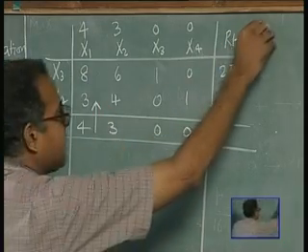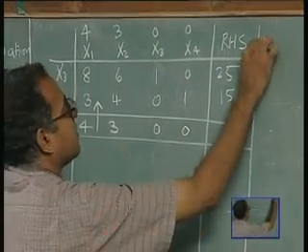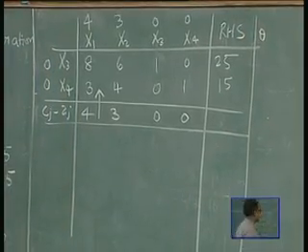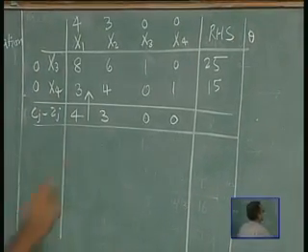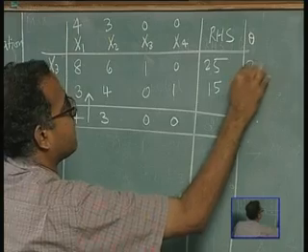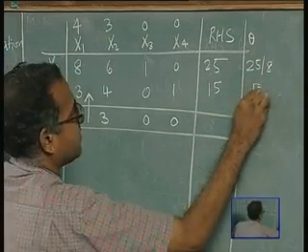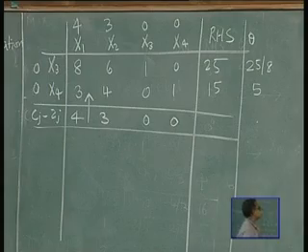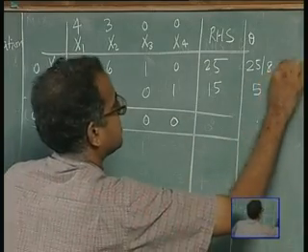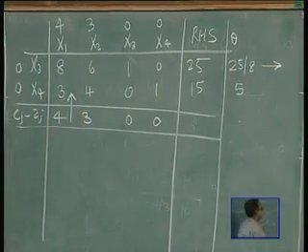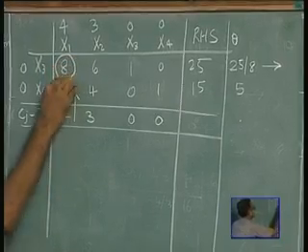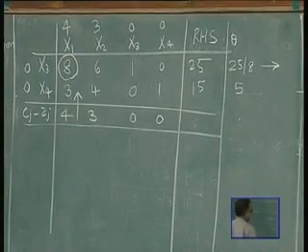So to find out the leaving variable, we need to compute the theta. So 25 by 8 and 15 by 3, which is 5. So the smaller one is 25 by 8, so this leaves the basis. This is the pivot element that we have.